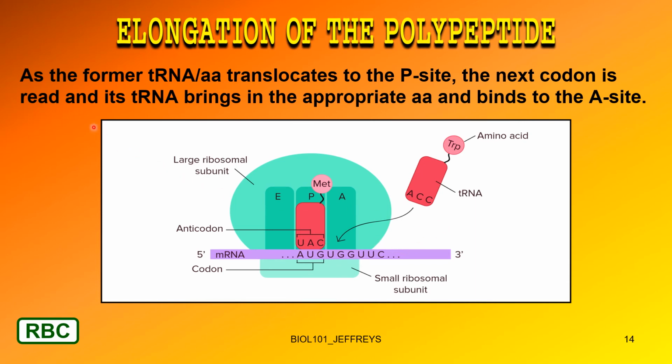So, okay, that's the elongation process. As the former transfer RNA, amino acid translocates to the P site, the next codon is read. That's the UGG here, and that transfer brings the appropriate amino acid in, which is tryptophan, and binds to the A site. Then this gets linked to that polypeptide by a peptide bond, and the ribosome moves again, shifts to the right.